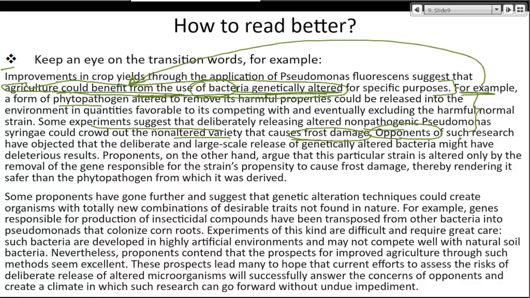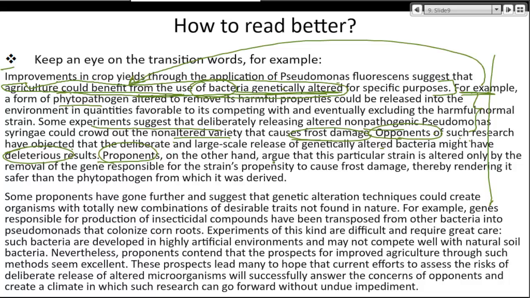What are the agriculture benefits? But the opponents have come here and they have objected that the deliberate and large-scale release of genetically altered bacteria might have harmful results. Proponents, on the other hand, argue that, so this whole paragraph is about what? Agriculture, how agriculture could benefit from the genetically altered bacteria. There is one benefit the author has spoken of here at the start. There are opponents who have some kind of reservation.